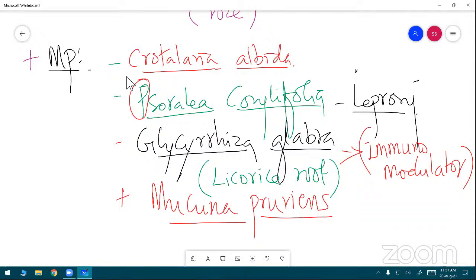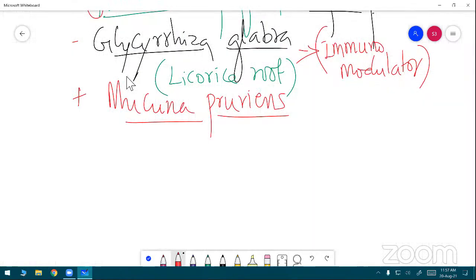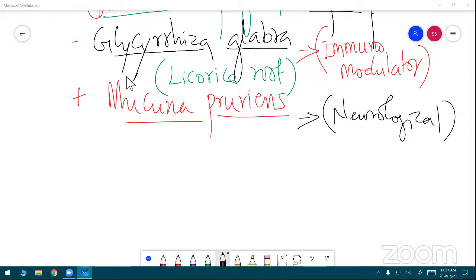Actually, these plants are used in the treatment of neurological disorders, right? Which of the following plants is used in neurological treatment? Mucuna pruriens. Ponaikkal plant, right? Yes, sir. So this Mucuna pruriens is used in the treatment of neurological disorders.